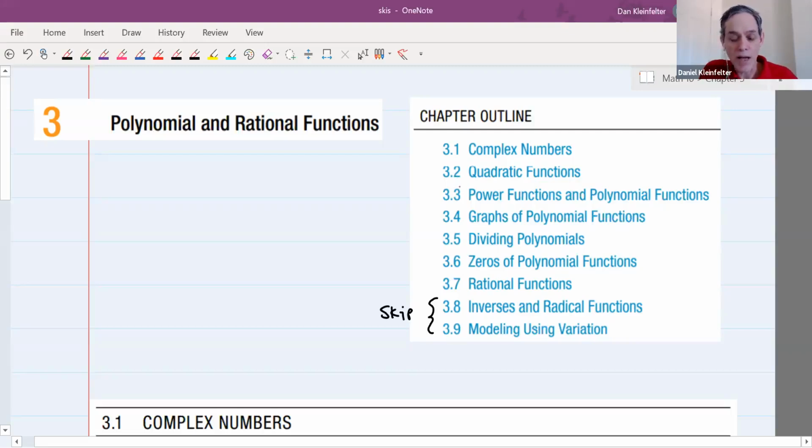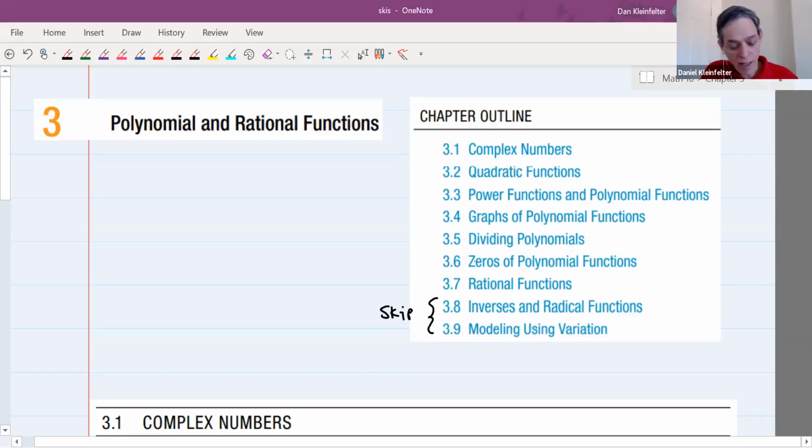In 3.2, we'll look at quadratic functions and the quadratic formula over again, in case you've never seen it before. 3.3 is more theory about polynomial functions, and then power functions, which are a particular kind of polynomial functions. 3.4 focuses on graphs specifically. 3.5 is about division, which is going to give us some tools that will help us in the next section. 3.6 is about zeros of polynomial functions.